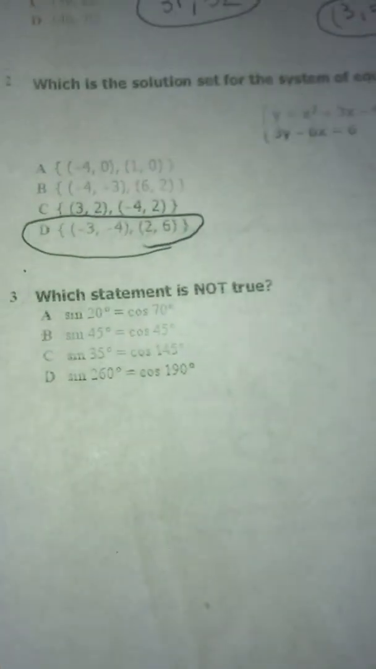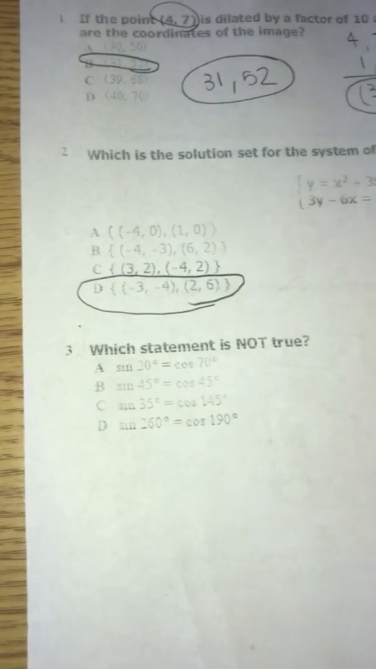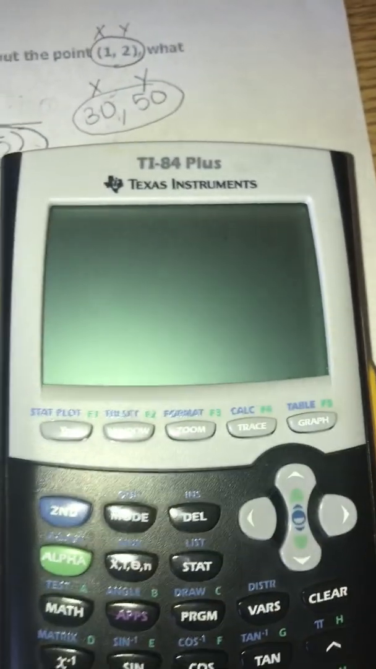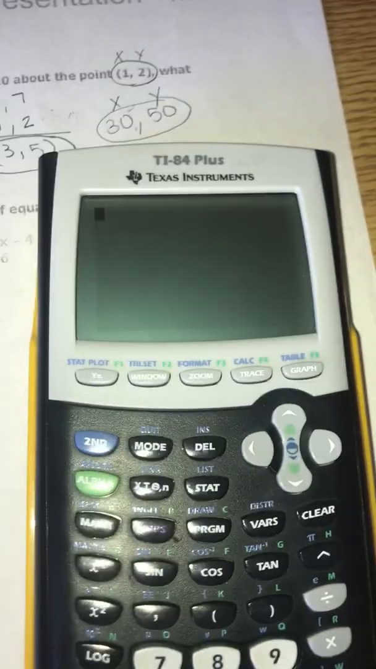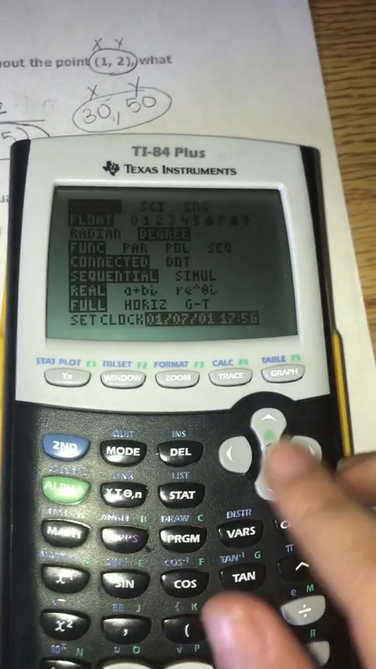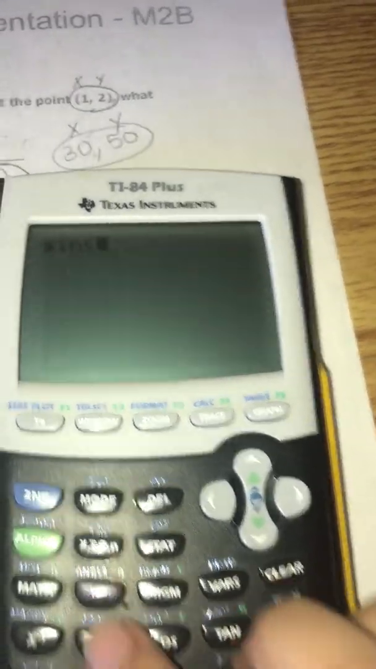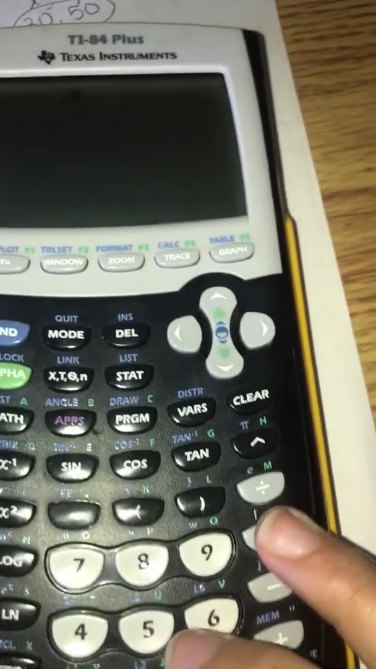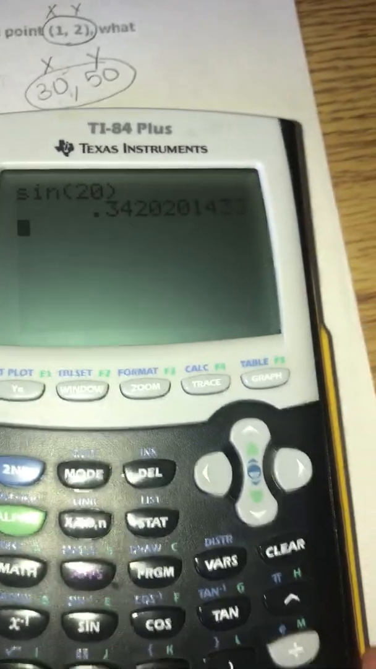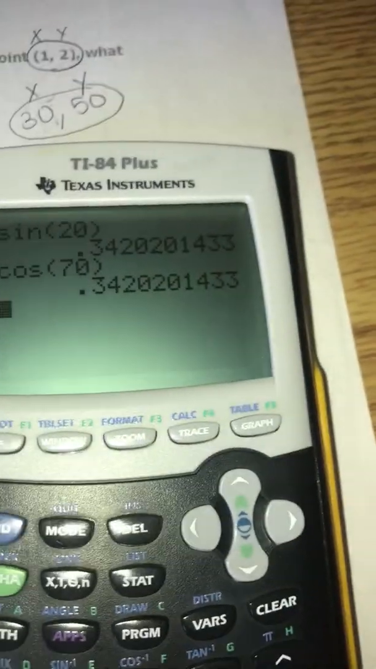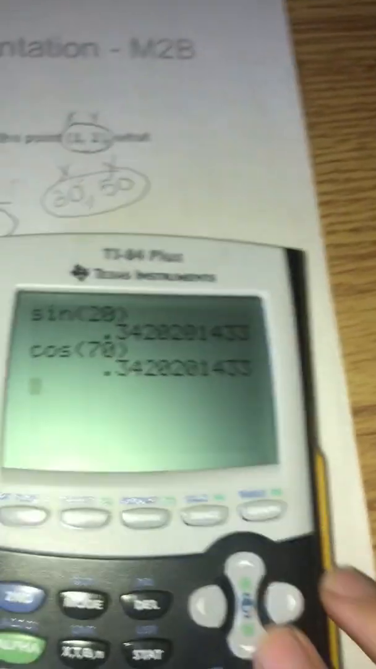And then number 3 says, which statement is not true. For this one, you're going to have to go over here to the calculator and plug in each one. You want to make sure it's on degrees before you get started, because if it's not, then it will give you completely wrong answers. So we type in sine of 20, and then we type in cosine of 70, and we see that those are equal, so we know that that's not a choice for this one.